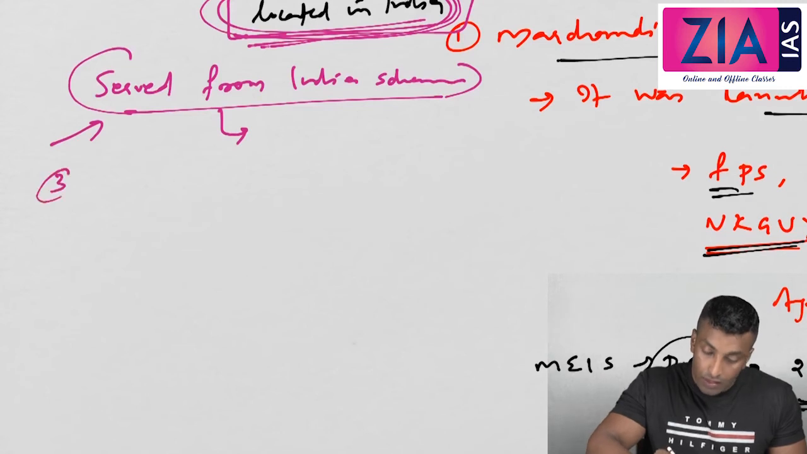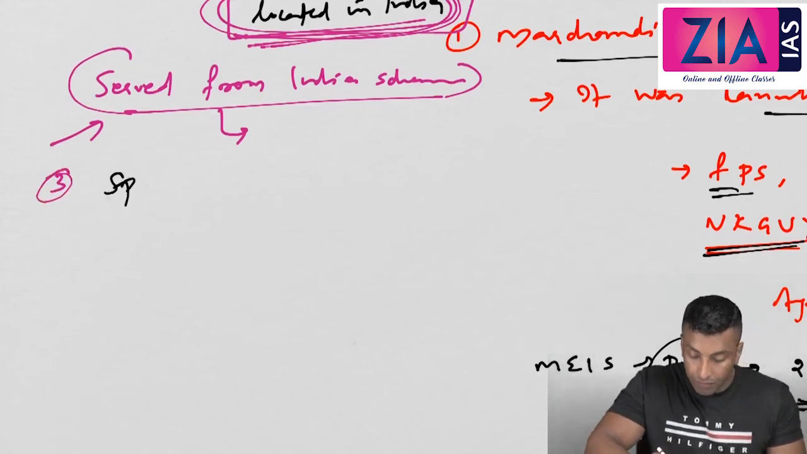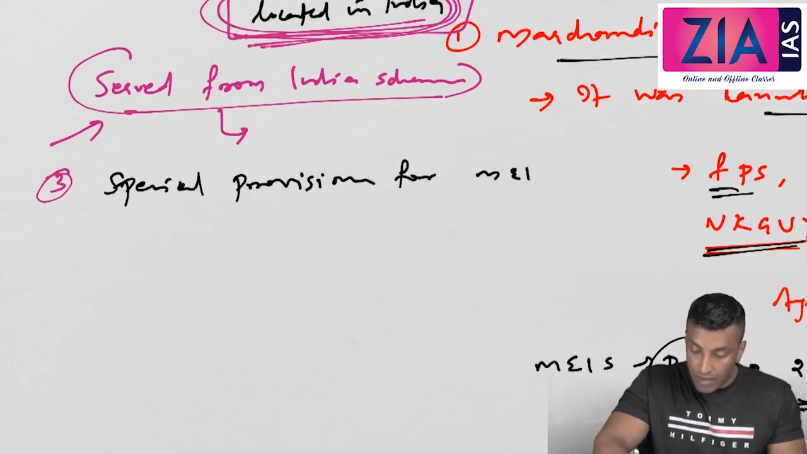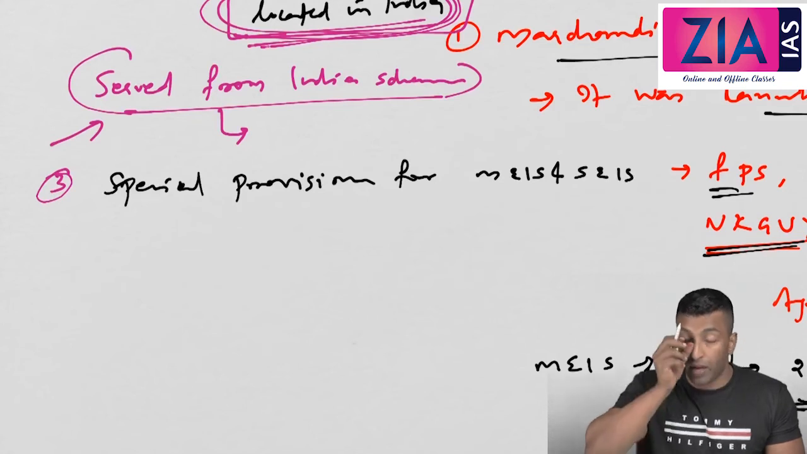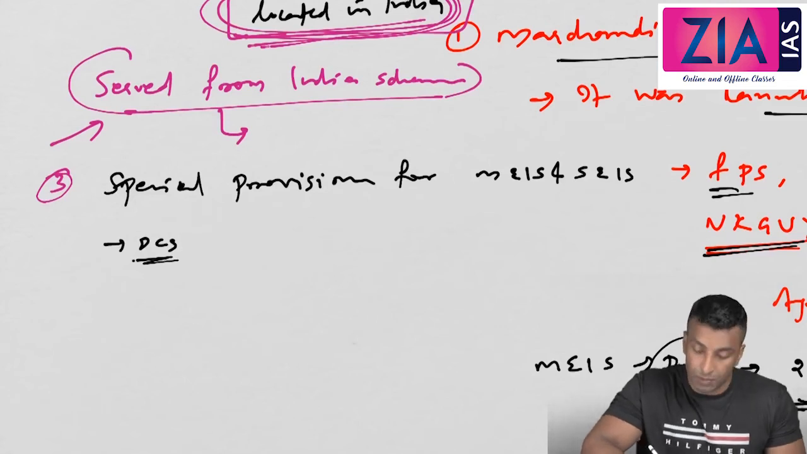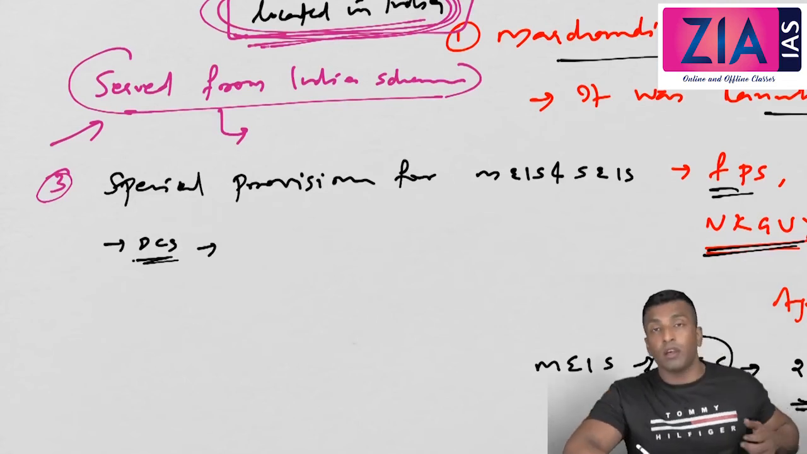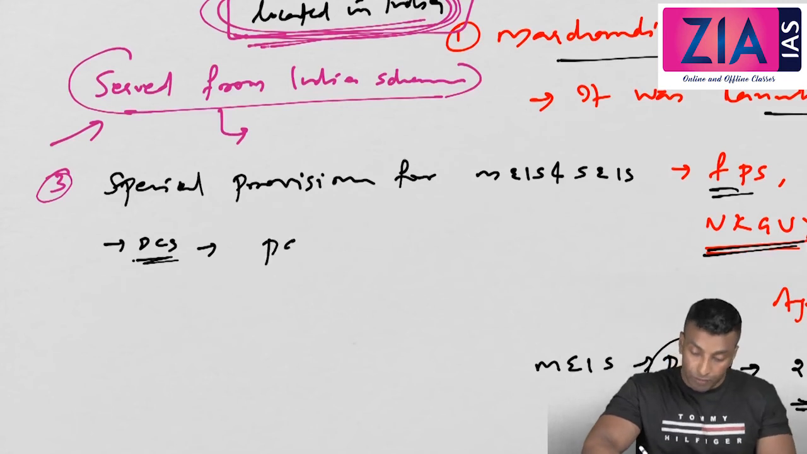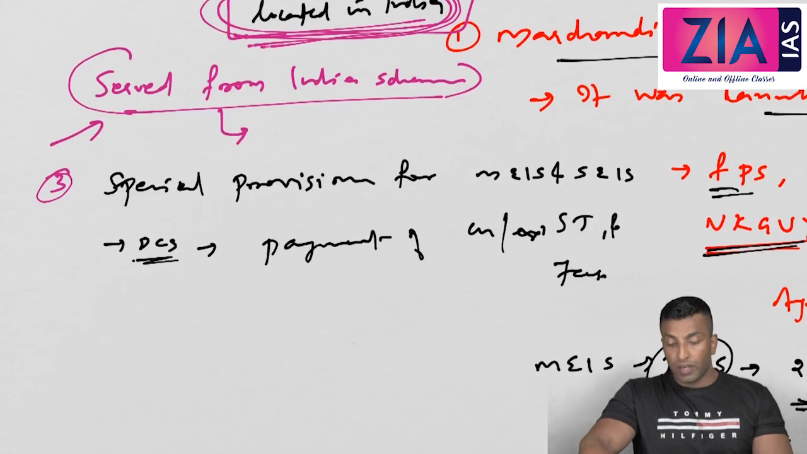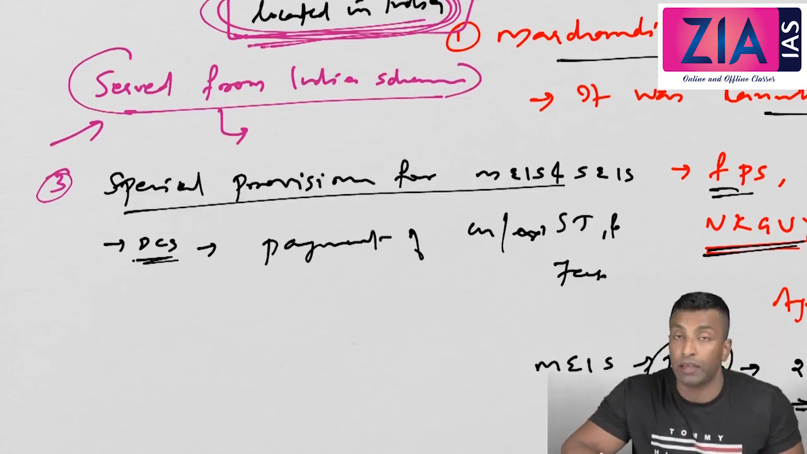The third one is some special provisions for MEIS and SEIS. You can use the DCS, the duty credit scripts, for payment of customs, excise, service tax and other selected fees. So we have already discussed this point, special provisions for MEIS and SEIS.